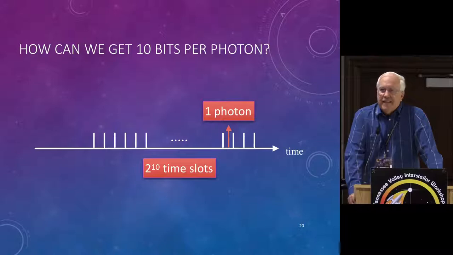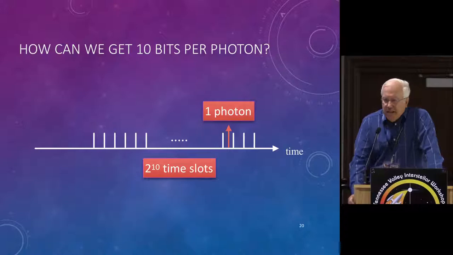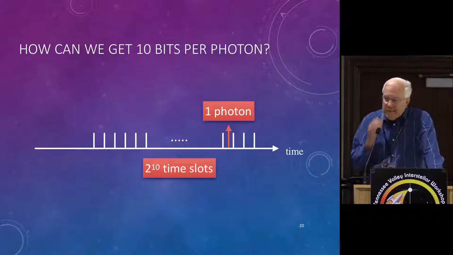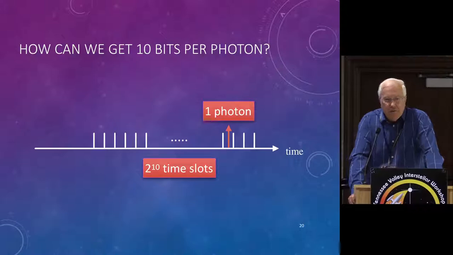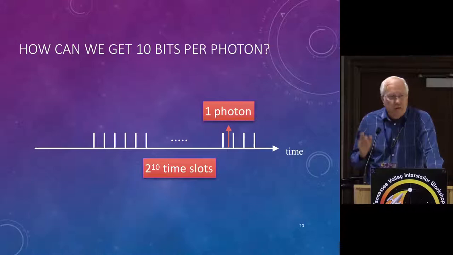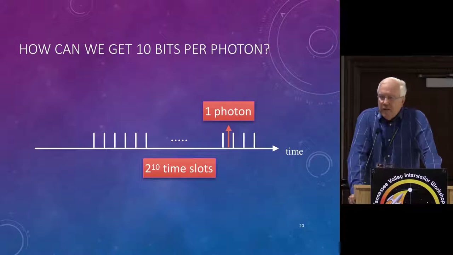Well, this diagram gives one of the basic ideas, although it's not a practical technique for various reasons. The basic idea is that if we increase the bandwidth of the signal, we can arrange for this one photon to arrive in one of a number of time slots. In particular, if it arrives in one of 2 to the 10th time slots, which is 1,024, then the time slot that the photon arrives in communicates 10 bits of information. So if we can use the timing of the arrival of photons rather than just the arrival or non-arrival of a photon, we can increase the number of bits of information that are communicated.